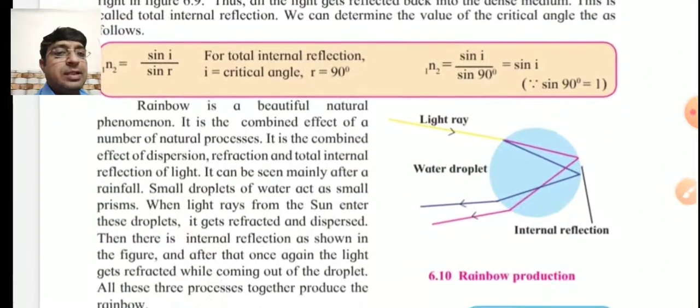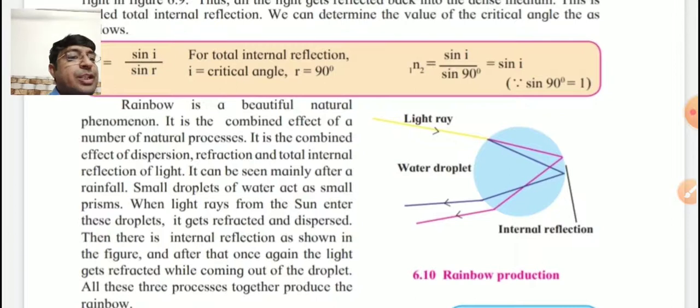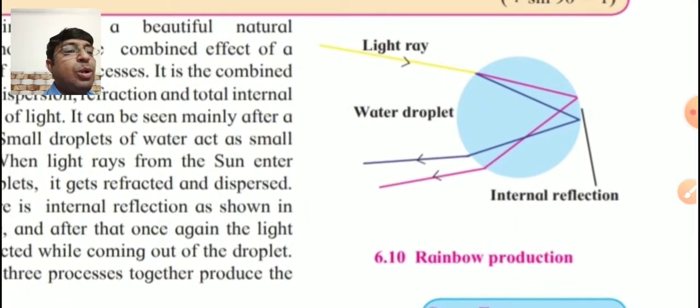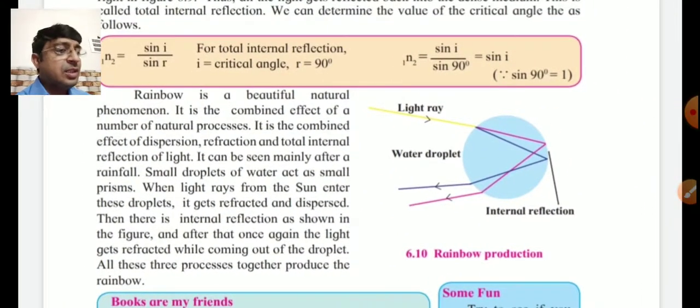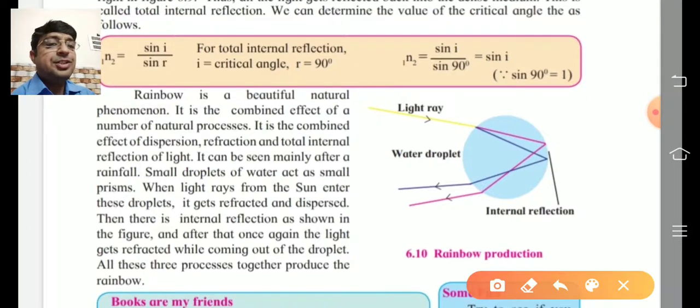The last point of this lesson is the rainbow, formation of rainbow or rainbow production. Your question may be asked as write a short note on it, or in the form of give reason, or in the form of answer in brief. So how rainbow formation takes place, now check that.